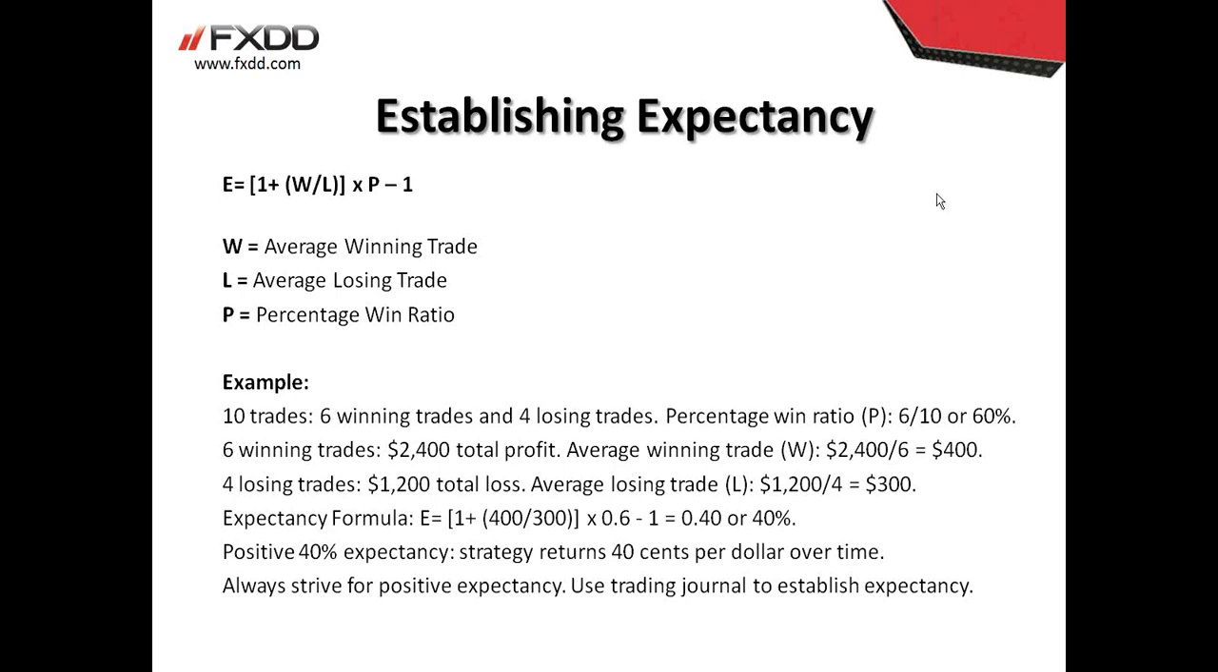Now, 40% is pretty good. What does this mean? A positive 40% expectancy means your strategy returns 40 cents per dollar over time, which is very, very good. And that's the type of thing that you want.